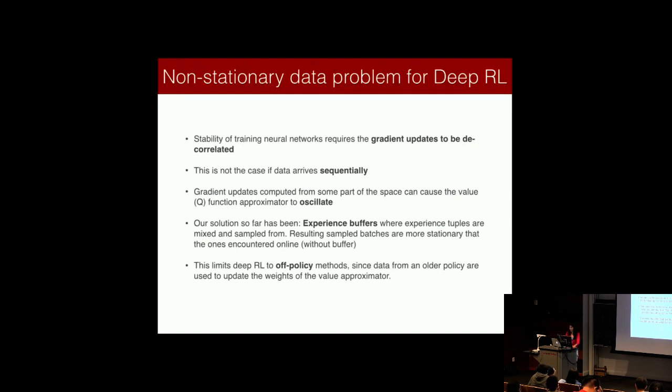The problem with using experience buffers is that you can only use off-policy methods, because tuples that are in the experience buffer were collected with older versions of the policy. On-policy methods require that the tuples you use to take gradients have been collected based on the current parameters of the policy. That's why they're called on-policy. How can we do scalable on-policy learning?